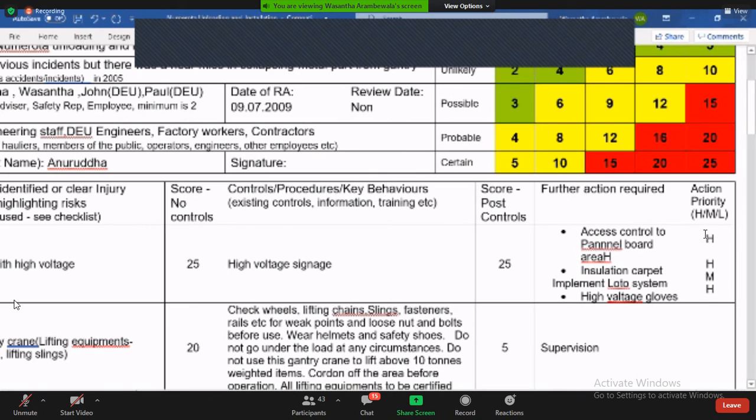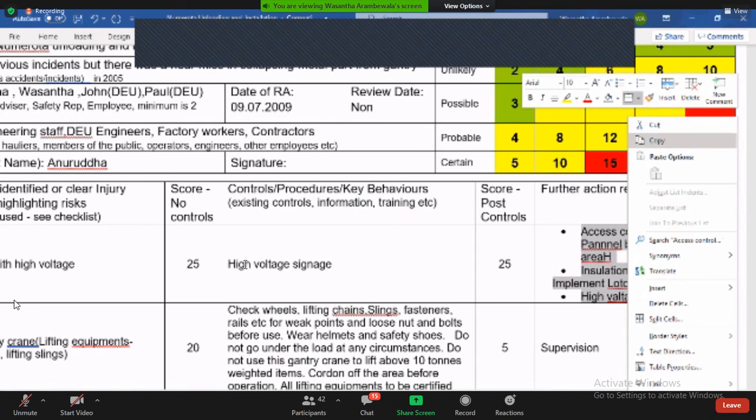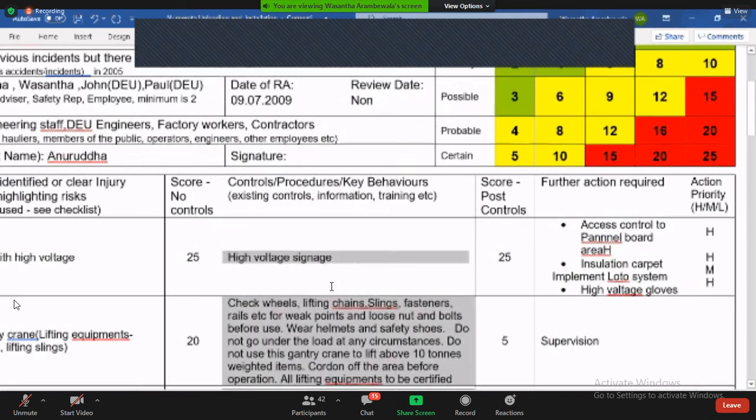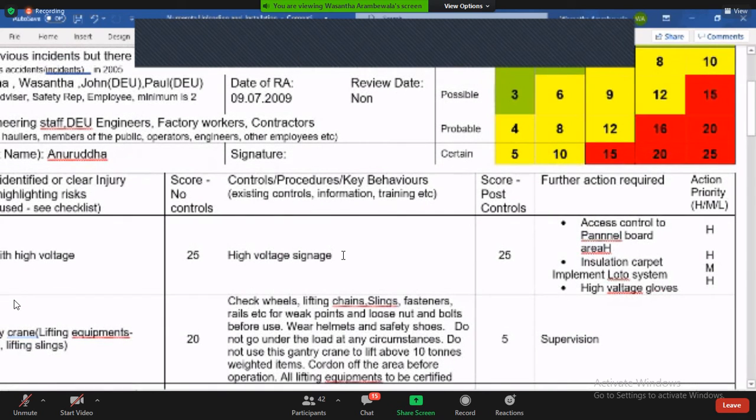Immediate action. Then you will come up with the action plan, put the responsible people and the dates, and get those actions done. When you are reviewing this risk assessment, assume you have implemented those actions. Those actions will come to here, once you review and implement them.